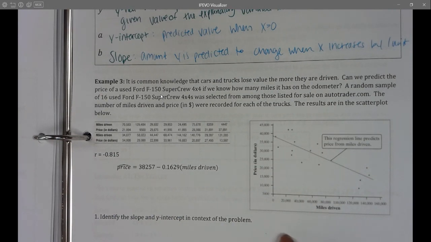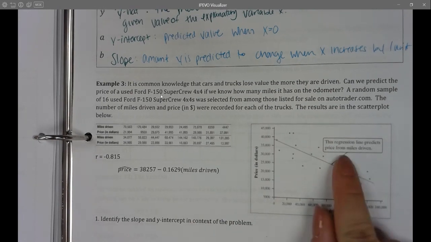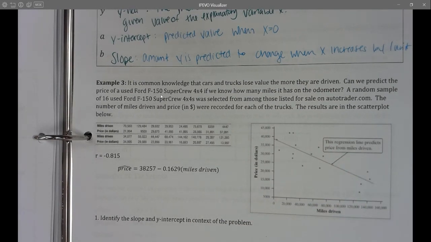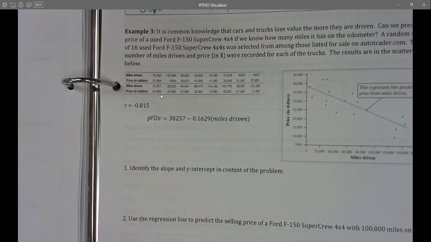Okay. Here's the graph of the data. I also graphed my regression line. It's essentially a line of best fit. And we're going to use this to predict the price from miles driven. Okay, so let's identify the slope and the y-intercept in context of the problem. The first thing I want you to do is pause the video and identify from this equation where are the slope and where are the y-intercepts.